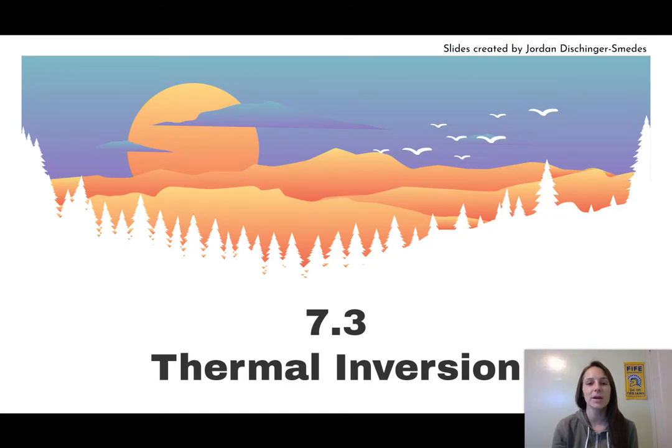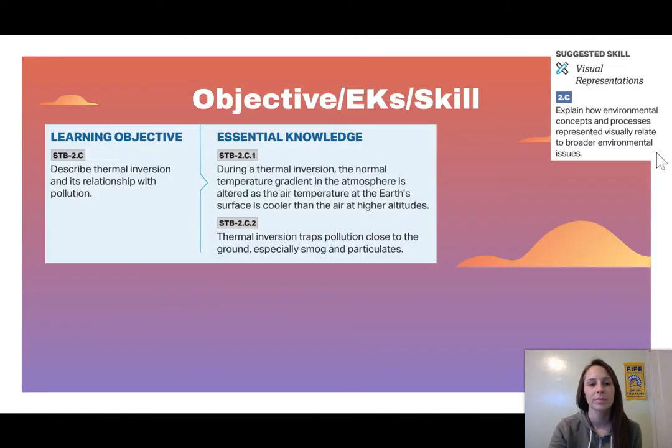Hi everybody, today we're going to be talking about section 7.3, which is about thermal inversion, which is sometimes called temperature inversion. The learning objective for today is that you can describe thermal inversion and its relationship with pollution. Some of the essential knowledge that you're going to gain is what occurs during thermal inversion and how this is going to trap pollution close to the surface of Earth.